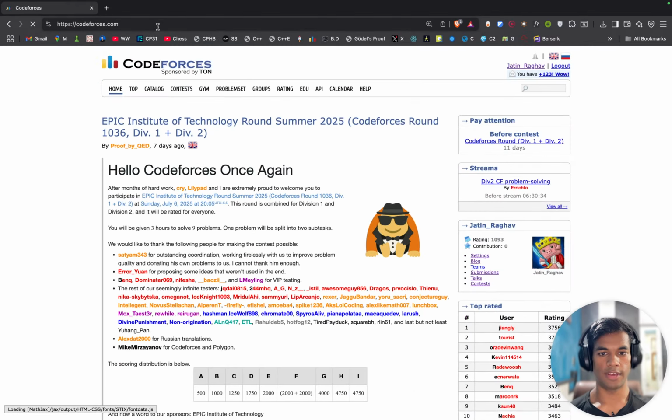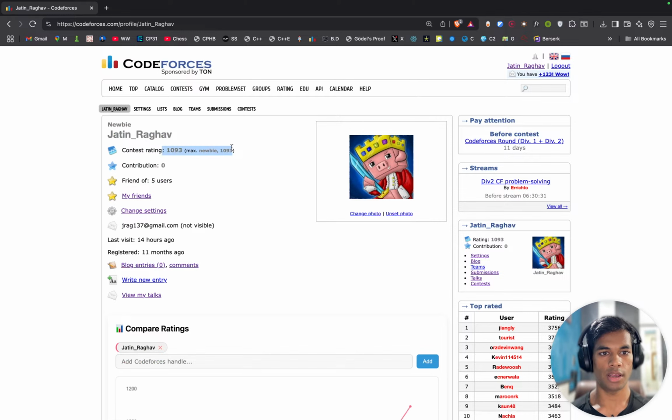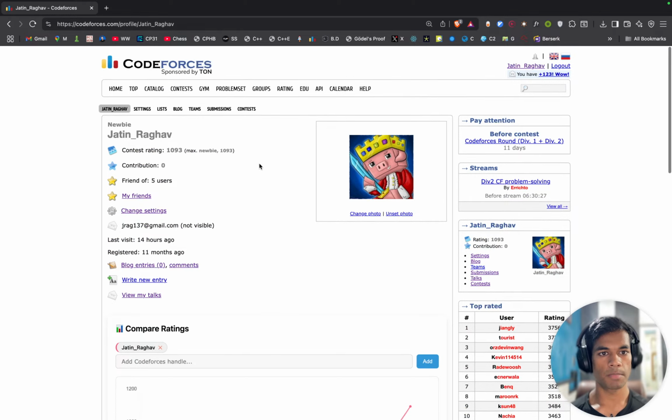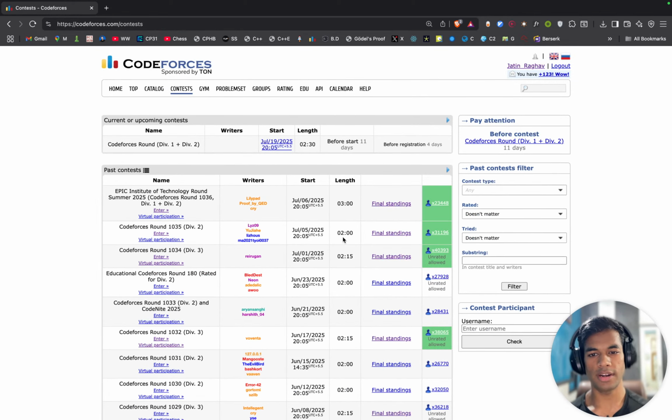And Codeforces. Yep, here we go. And my rating did increase. Now I am rated 1093. I have given 4 competitions. That is cool. And not competitions, contests.